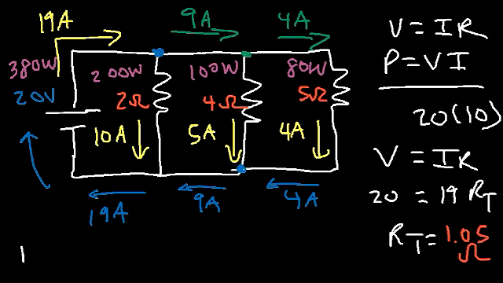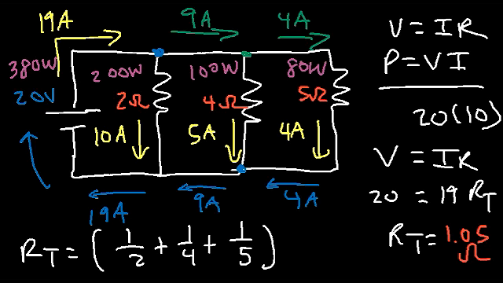Now we can also calculate it using this equation. 1 over R1 plus 1 over R2 plus 1 over R3 enclosed in parentheses and raised to the negative 1 power. So it's 1 over 2 plus 1 over 4 plus 1 over 5 raised to the minus 1. If you type it in, you should get 1.05 as your answer.